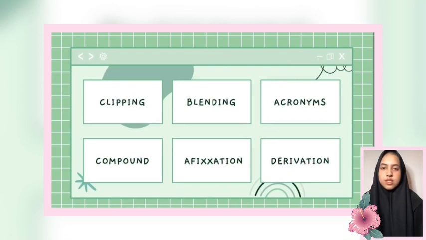Affixation. The most common type of derivation is the addition of one or more affixes to a root, as in the word derivation itself. This process is called affixation, a term which covers both prefixation and suffixation.